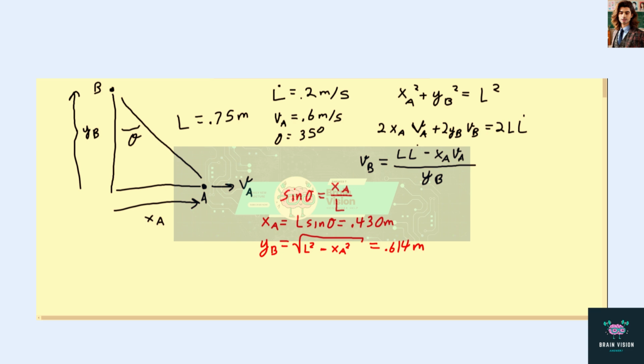We can then put these numbers into our velocity equation. We have 0.75 meters times 0.2 meters per second minus 0.43 meters times 0.6 meters per second, and divide that by that 0.614 meters, and we end up with a negative 0.176 meters per second. So that means that object B here is moving down with a velocity of 0.176 meters per second.